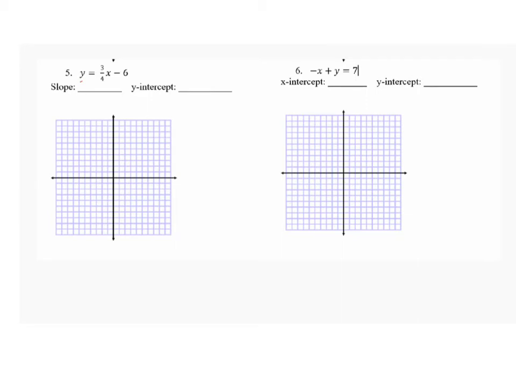Here are two more. Can you tell me what m is? What is the slope? It's right here. What is the y-intercept? Y-intercept is right there. To graph it, you put a dot in -6, and you go up 3/4. So your line looks something like this.